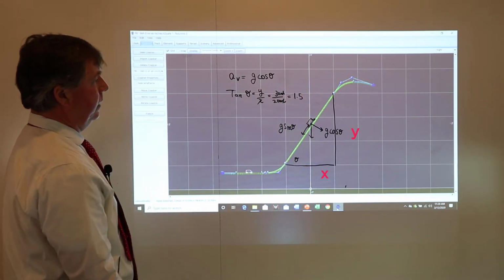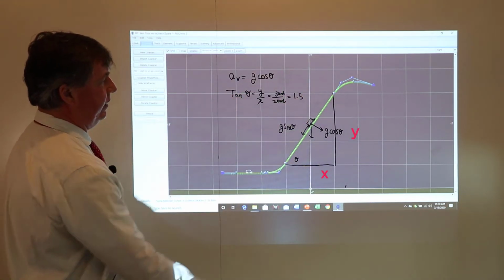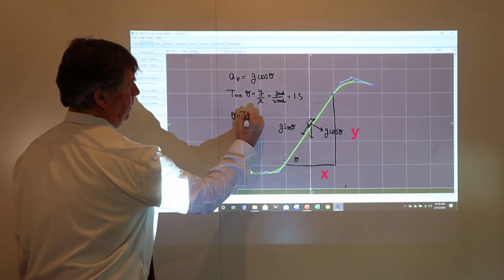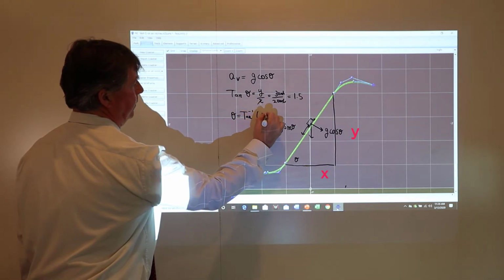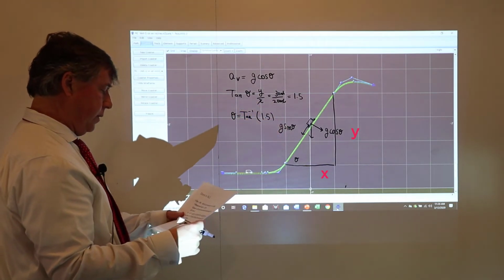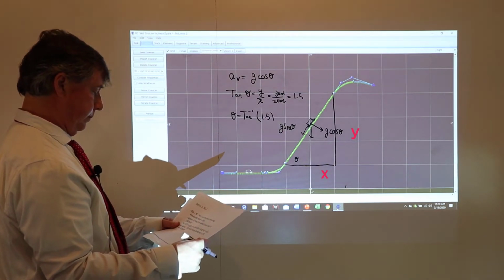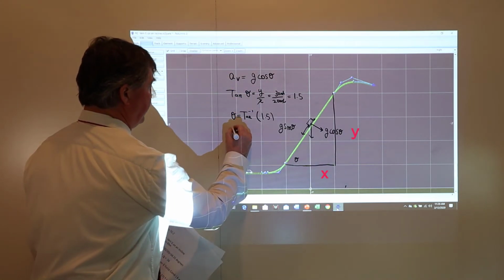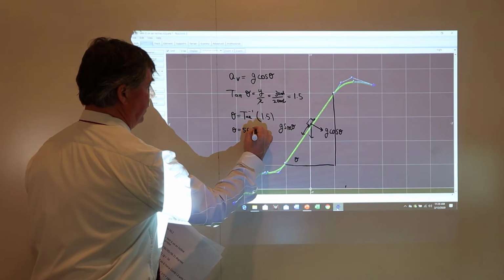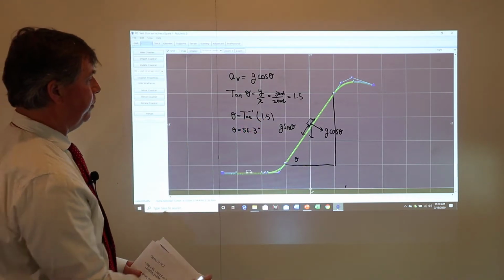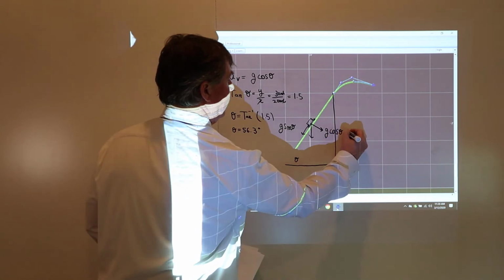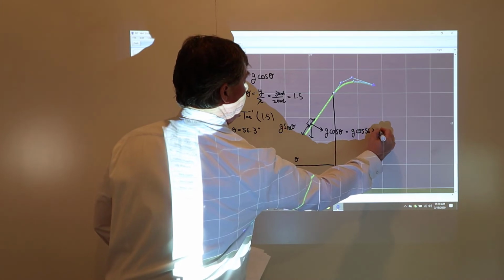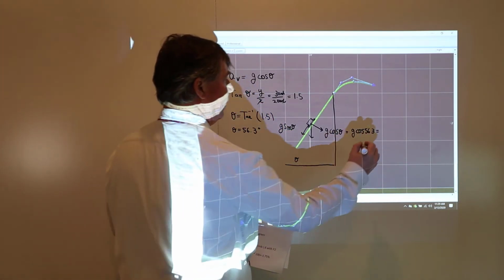So what angle, when you take the tangent of it, gives you 1.5? Well, if you take the inverse tangent of both sides, you can plug this into your calculator, and your calculator will give you 56.31 degrees. Call it 56.3 degrees. Now if you plug that into this equation, you get g cosine of 56.3, and that is equal to 0.56 Gs.